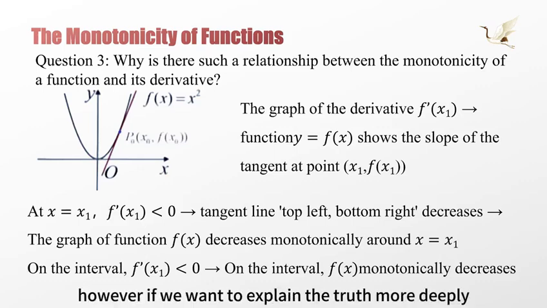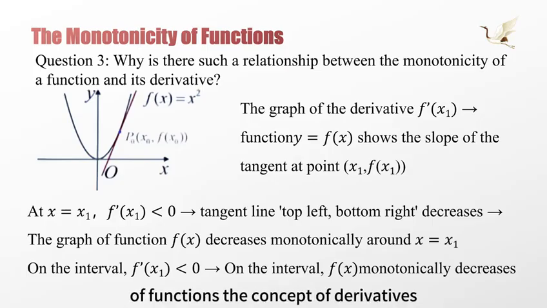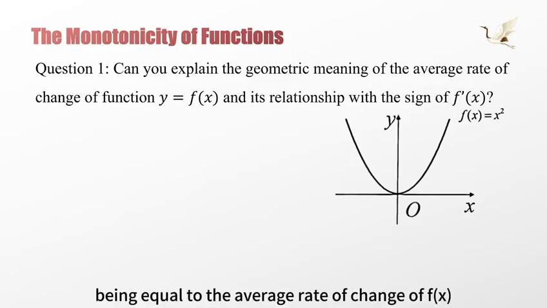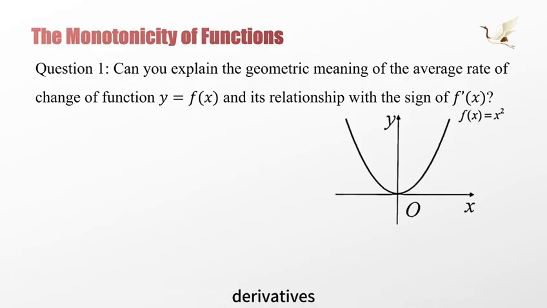However, if we want to explain the truth more deeply, we need to return to the definition of monotonicity of functions, the concept of derivatives, and their geometric meanings. Please think about this question: can you explain the geometric meaning of the average rate of change of the function y equals f(x), and its relationship with the sign of the derivative?